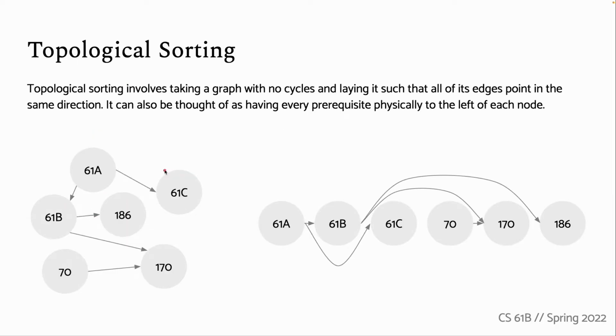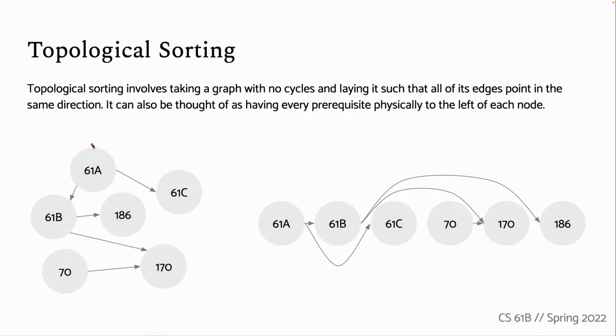The last thing we're going to talk about quickly is a topological sort. A topological sort involves taking a graph that has no cycles and laying it out such that all of its edges point in the same direction. So you can think of it as having every prerequisite for each node physically to the left of that node.